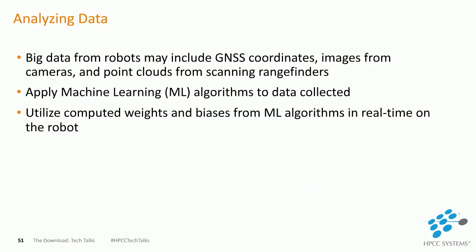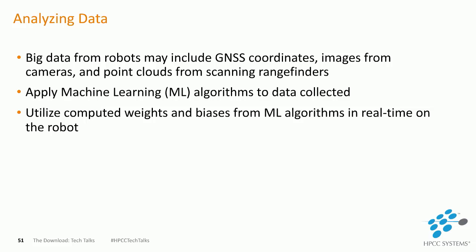Next is data analysis. So the big data you might collect from robots will include GNSS coordinates, images from cameras. Those tend to be quite large, and also point clouds from scanning rangefinders, which may contain even millions of points. So some of the most common applications of this data would be applying machine learning algorithms to the data collected.